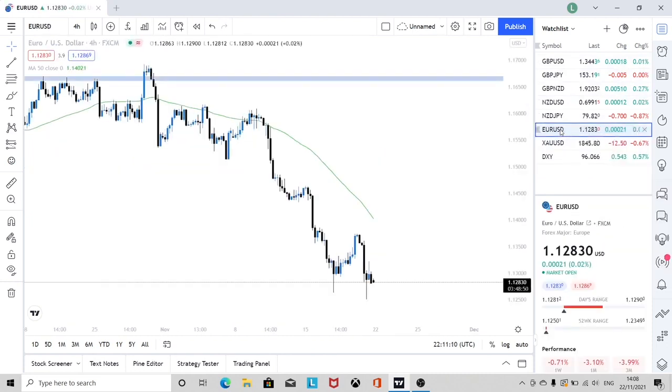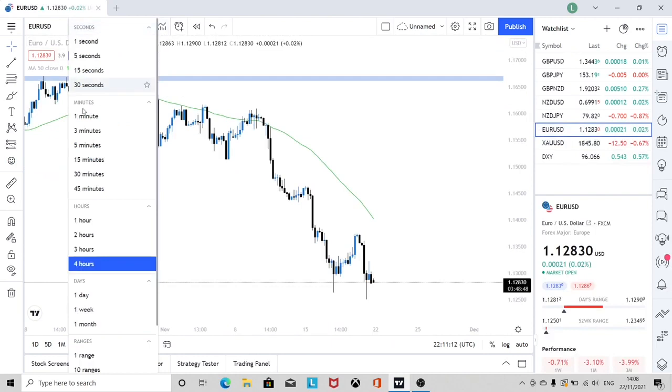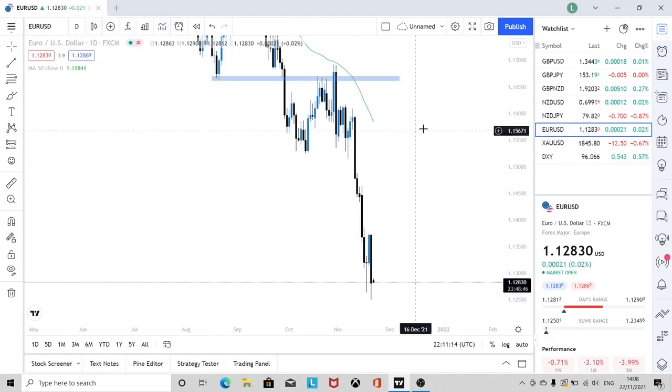Euro USD, almost done now. Over here, we're looking on the daily time frame.